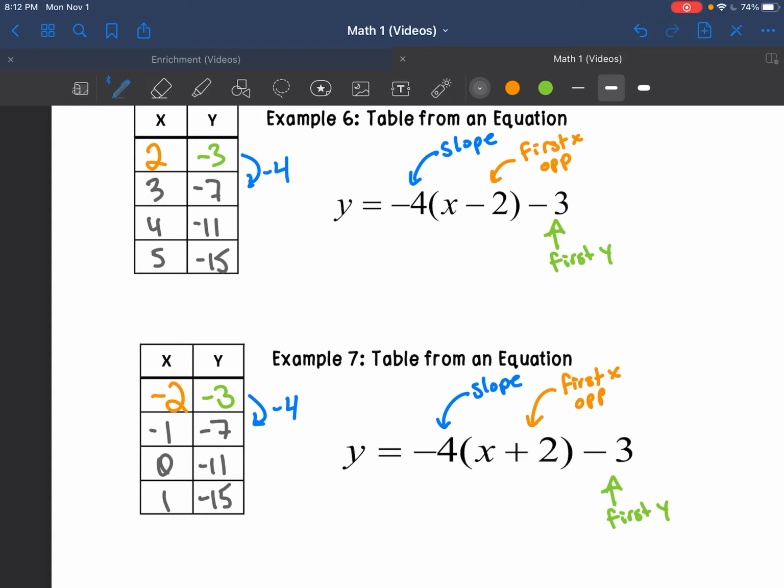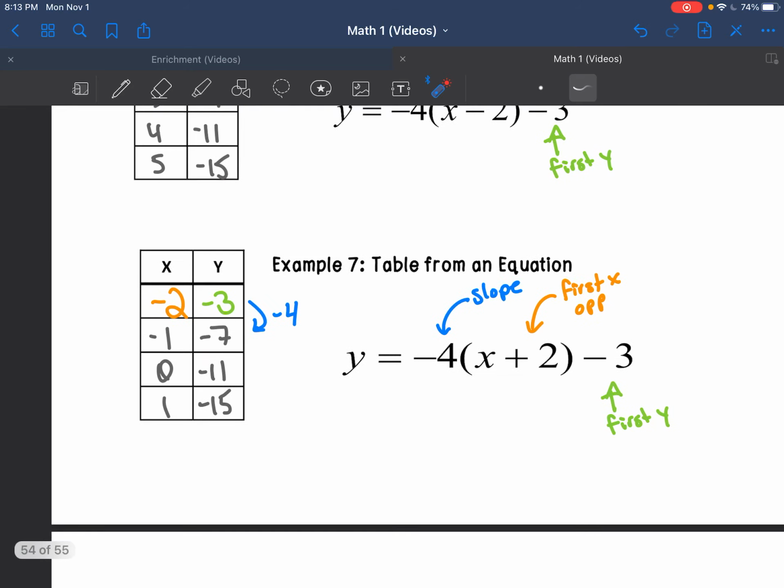So in example 6, our slope is negative 4, so we are subtracting by 4 down our table. Our first x, we do the opposite sign, so this is a negative 2, we do a positive 2. And then we have a minus 3 in the back, so we keep that sign. And then when we do the math for our y's, we get negative 7, negative 11, negative 15. And remember here, since our slope's a nice number, we're going to be adding by 1. It's not an ugly fraction, so we get 2, 3, 4, 5.